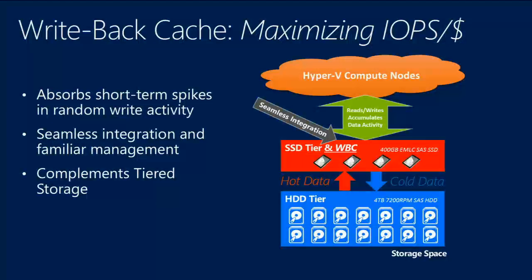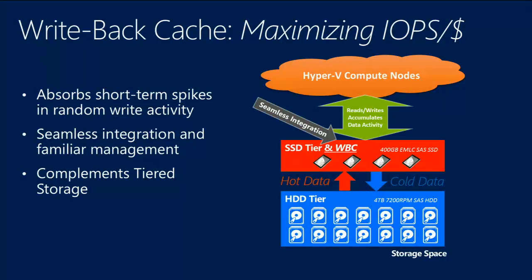Another capability that maximizes customers' IOPS per dollar is the write-back cache. And this is a persistent write-back cache. There's nothing stored in RAM. It's persistent to the disks. It's a per virtual disk write-back cache that utilizes available SSDs in the storage pool to absorb short-term bursts of random write activity to the virtual disks. It absorbs these bursts to minimally affect running workloads on that volume, and integrates seamlessly with tiering.